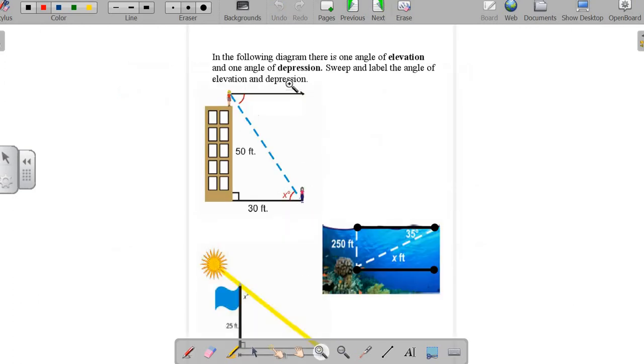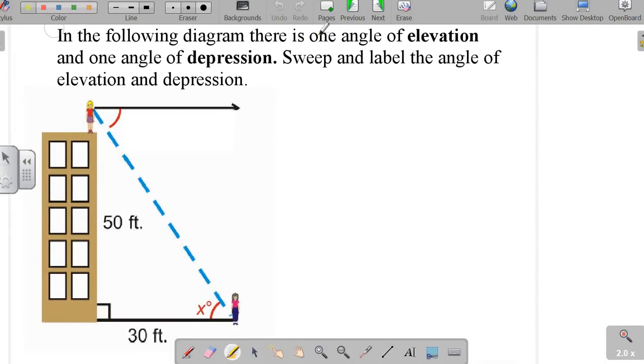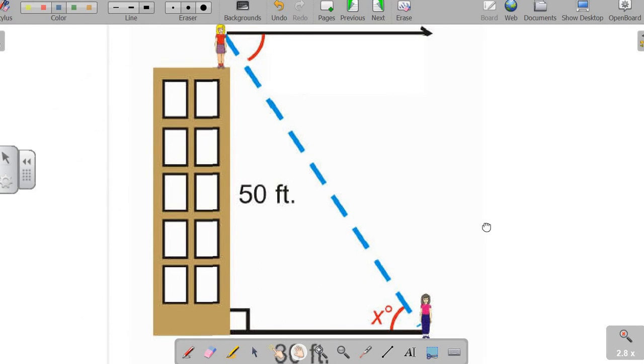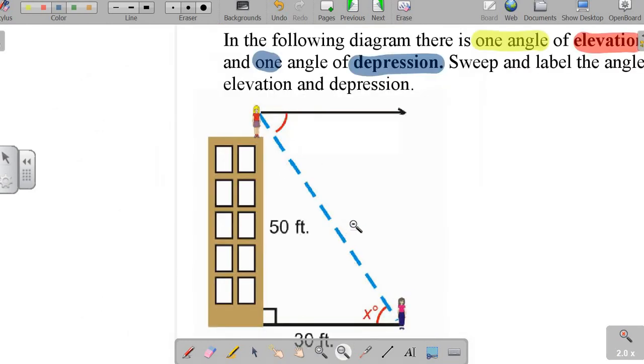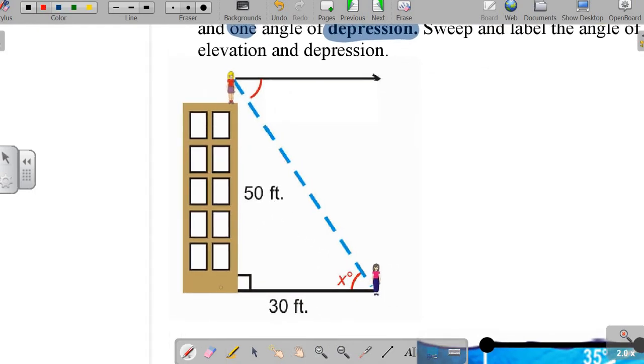Taking a look here. In the following diagram, there is one angle of elevation and one angle of depression. Sweep and label the angle of elevation and depression. So taking a close look at this, our angle of elevation here would be right here. Starts at a horizontal, angles upward. That would be our angle of elevation.